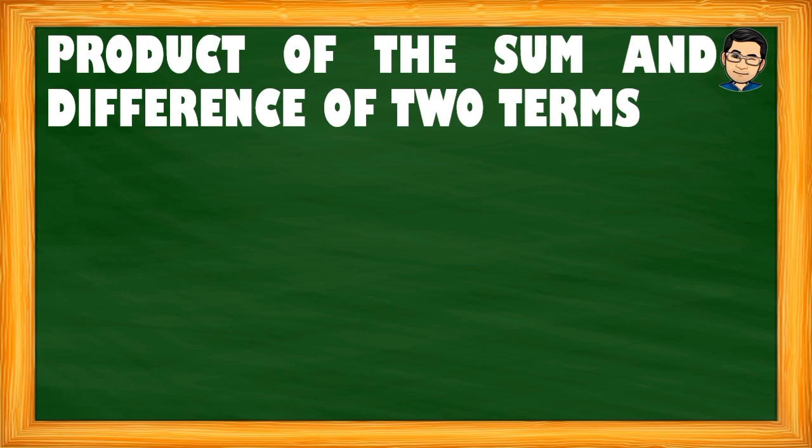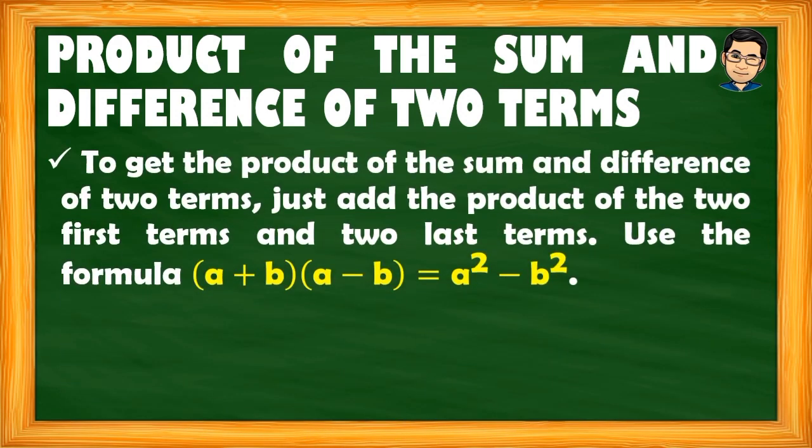So let's now move on to product of the sum and difference of two terms. So in order to get the product of the sum and difference of two terms, just add the product of the two first terms and the two last terms.